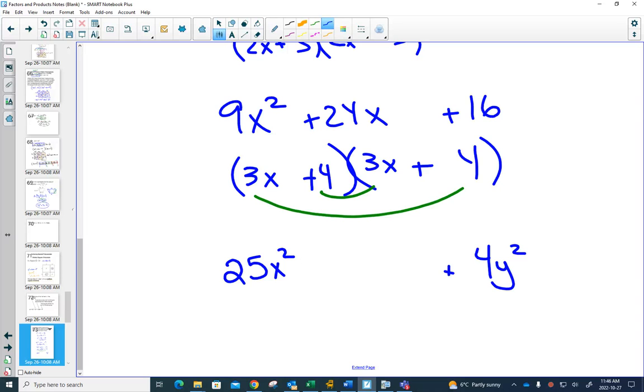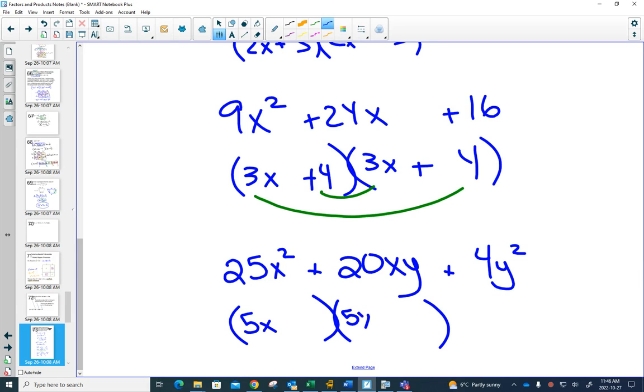What would be in the middle? 16xy. 2 and 2. 8xy. No. 4 and 1, 9, and 4. 20xy. Yes! I literally nailed it. Because this would have to be 5x and 5x. And this would have to be 2y and 2y. Outside and inside are both 10xy.